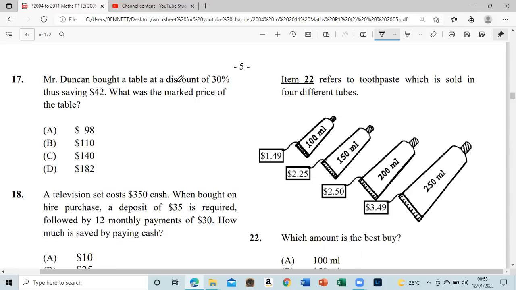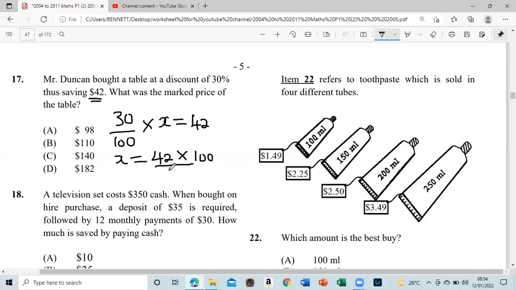Mr. Duncan bought a table at a discount of 30%, thus saving $42. All right. So we don't know what number was there, but we do know that 30% of the number is actually equal to 42. So I could call the number X, and this must be equal to 42. All right, so we transpose. So X is equal to 42 times 100 divided by 30.